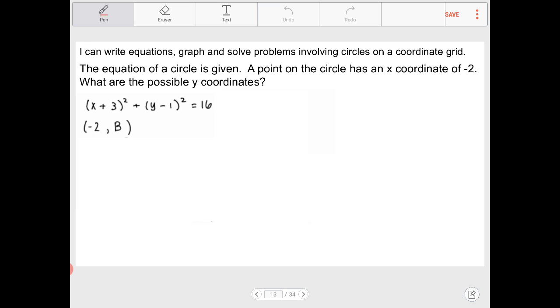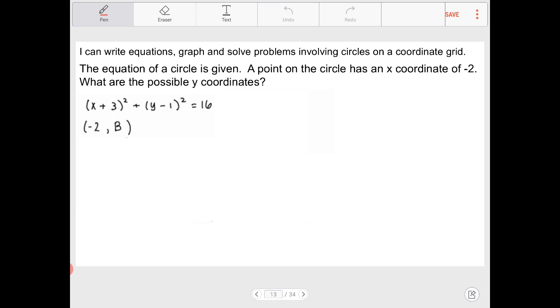Next, the equation of a circle is given. A point on the circle has an x-coordinate of -2. What are the possible y-coordinates? So pause the video to see if you can figure this out. Hopefully you guys had some time to think about this.